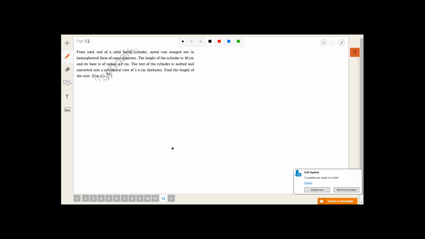Now we are moving to the last problem of the 4 mark. It says, from each end of a solid metal cylinder, metal was scooped out in hemispherical form of same diameter. The height of the cylinder is 10 cm and its base is of radius 4.2 cm. The rest of the cylinder is melted and converted into a cylindrical wire of 1.4 cm thickness. Find the length of the wire.